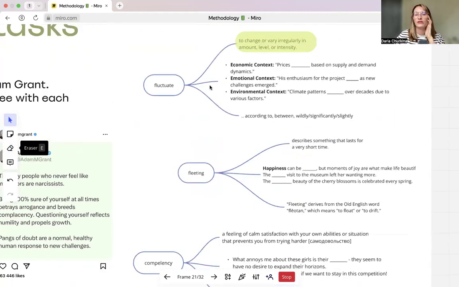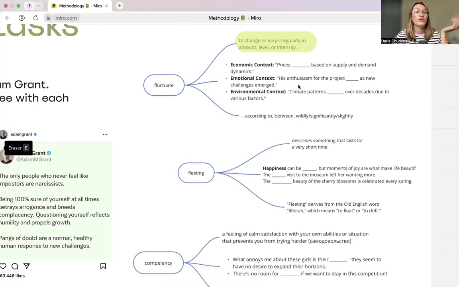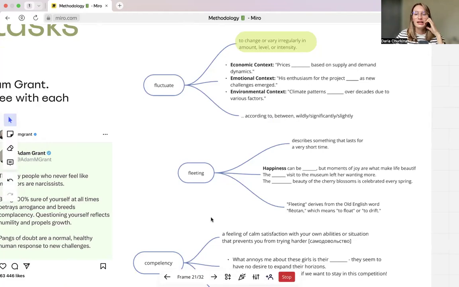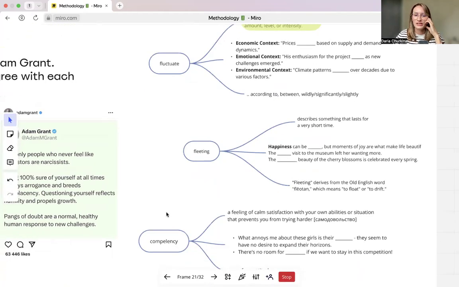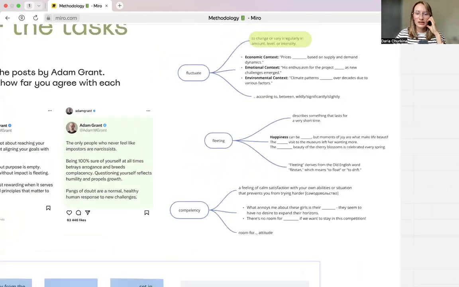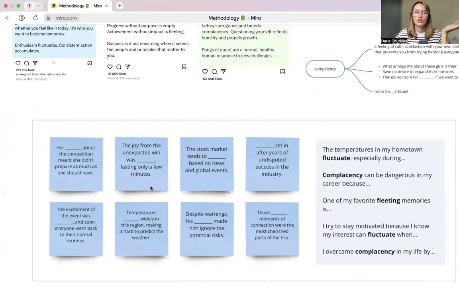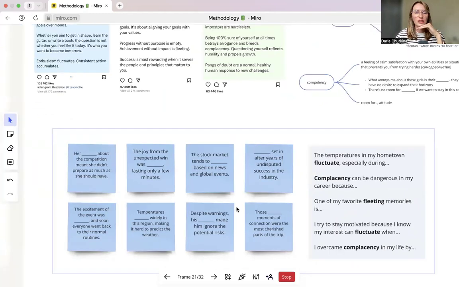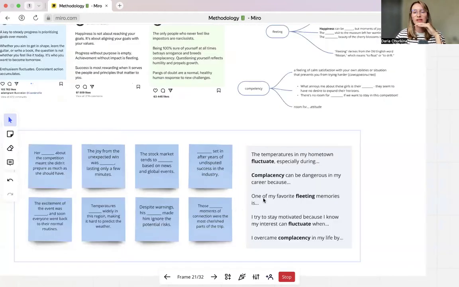For example, the word fluctuate can be used in the economy, emotional context, and also environment. Same with fleeting, same with complacency. So we discussed these shades of meaning in different contexts that we can use these words in. And then it was all followed by just a simple gap fill and similar prompts. And they had to finish these prompts with their own ideas. Just a variation for you.